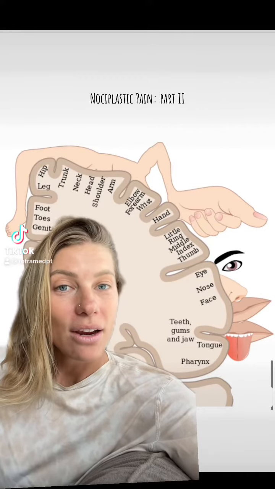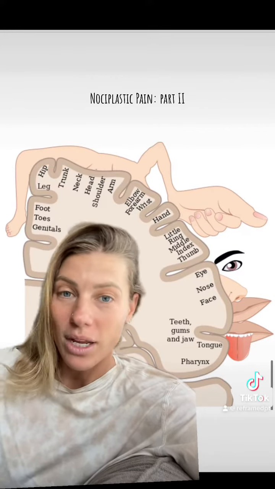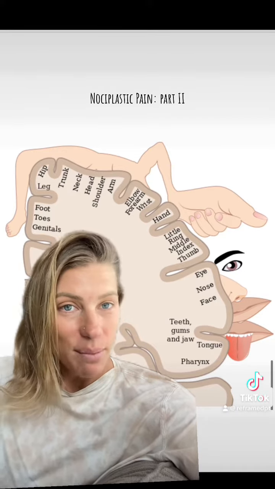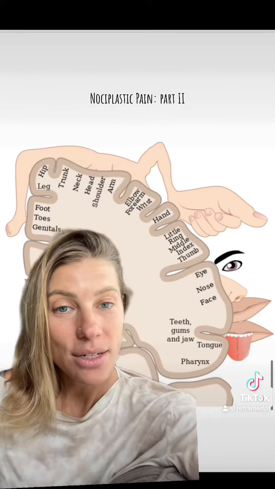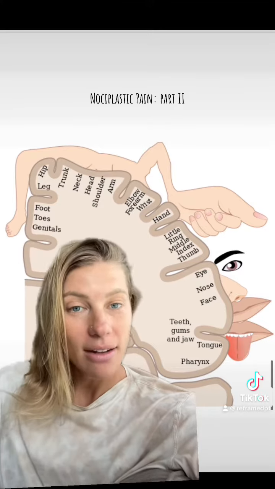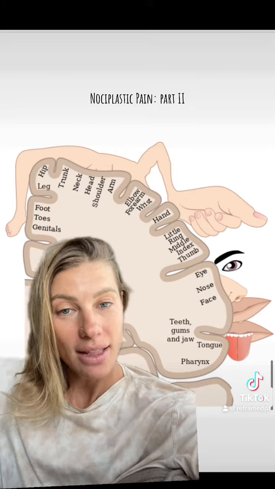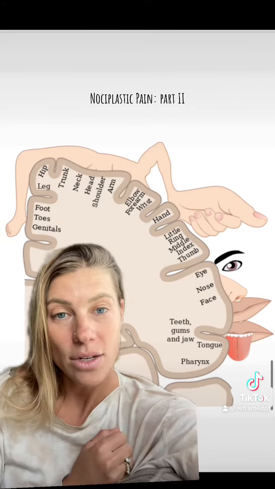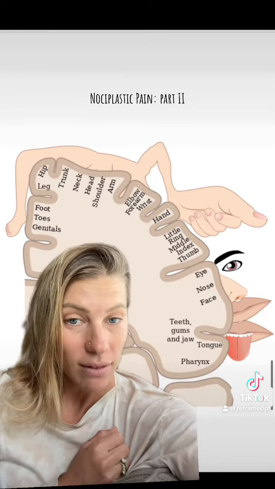What you are looking at here is your brain and your brain's representation of your body. And this is part 2 of nociplastic pain. This is your brain as if you were cut right across the crown of your head, where a headband would go, and then again, straight down the center from front to back. And this is your brain's sort of map of your body.